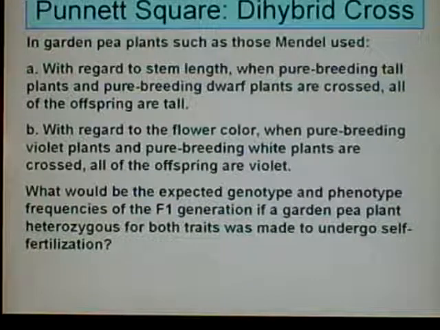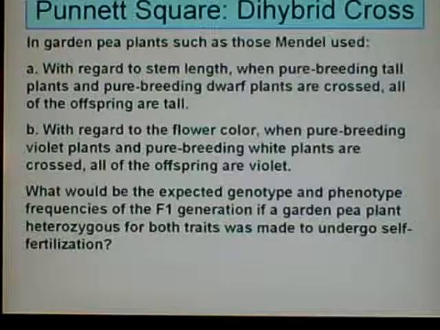Here's the problem posed to us. In garden pea plants, such as those Mendel used, A. With regard to stem length, when pure-breeding tall plants and pure-breeding dwarf plants are crossed, all of the offspring are tall. B. With regard to flower color, when pure-breeding violet plants and pure-breeding white plants are crossed, all of the offspring are violet. Then the question is, what would be the expected genotype and phenotype frequencies of the F1 generation if a garden pea plant heterozygous for both traits was made to undergo self-fertilization?